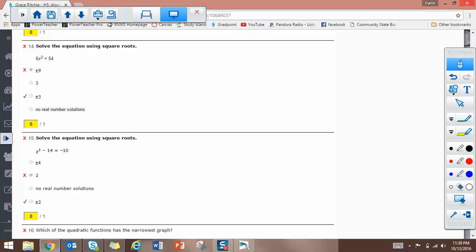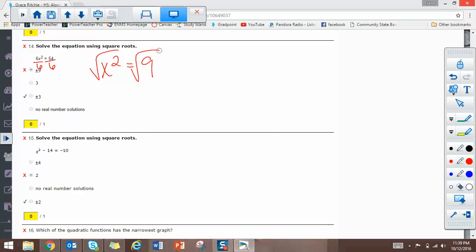The next two ask you to solve using square roots. So for the first one, we want to solve for x squared by dividing both sides by 6. We get x squared equals 9. When you square root both sides, x equals plus or minus 3.